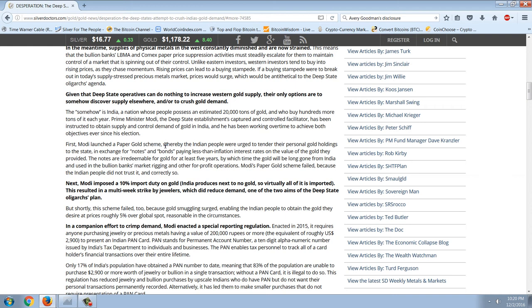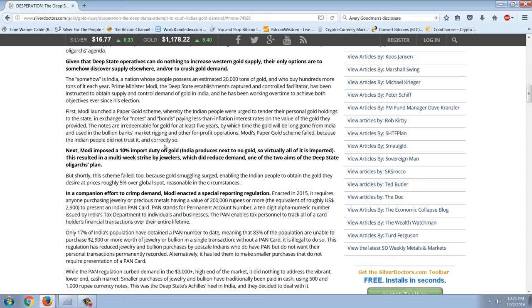Given that the deep state operatives can do nothing to increase Western gold supply, their only options are to somehow discover supply elsewhere and/or crush gold demand. The somehow is India, a nation whose people possess an estimated 20,000 tons of gold and who buy hundreds more tons of it each year.